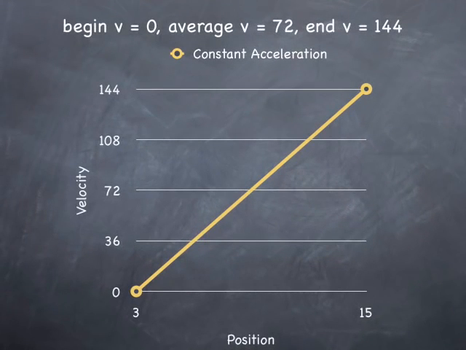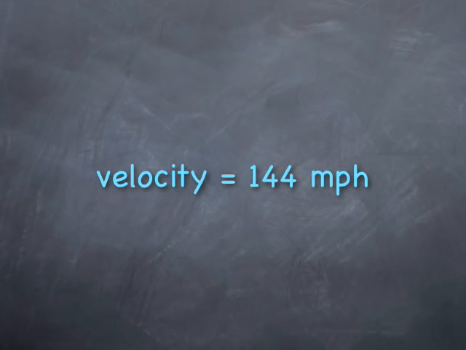If you don't believe me, look at this graph. This is a graph of constant acceleration between the 3 and the 15-mile markers. We start at 0 velocity, we end at 144 velocity, and you can see that the average velocity is 72. If you remember, any 2 points will uniquely define a line. So if we know 2 points, and we do, we can find the third. One point we know is that we start at 0 velocity. Another point we know is that the average is 72. We can then extrapolate and figure out that the final velocity must be 144. So the answer to our problem is that the final velocity after 20 minutes is 144 miles per hour.